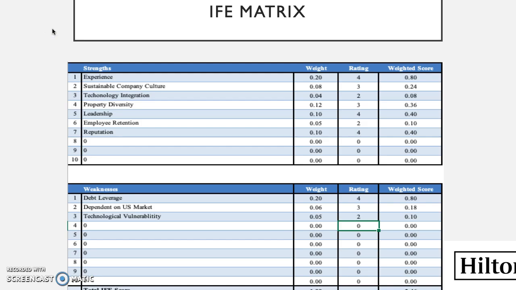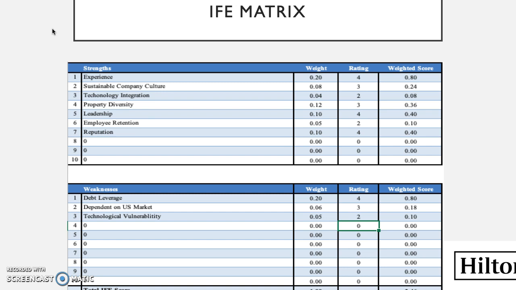Starting with the IFE matrix. Their strengths are their experience. They've been in the hotel business for 100 years. And so they weathered every storm from the Great Depression of the 30s to the economic boom of the 50s and 60s, and inflation in the 70s. They've been around, they've thrived.